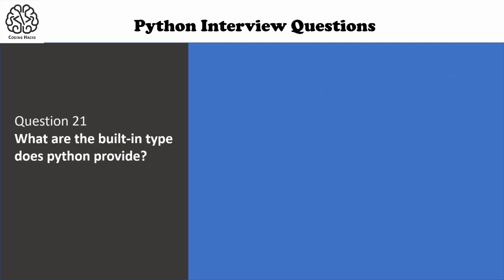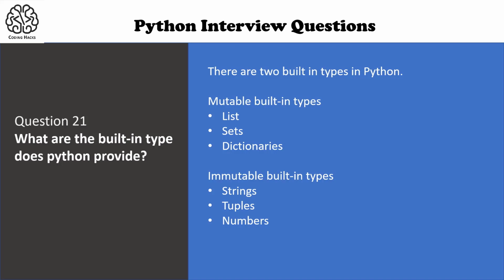Moving to the next question, which is, what are the built-in types that Python provides? There are two built-in types in Python. We have mutable built-in types as well as immutable. Mutable examples are list, sets, and dictionaries, whereas strings, tuples, as well as numbers, are immutable built-in types.